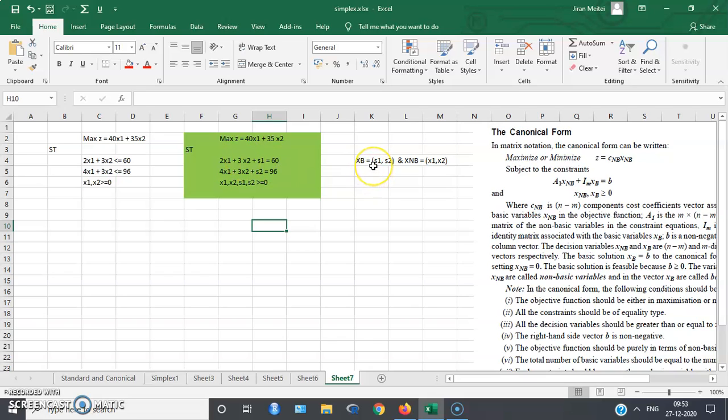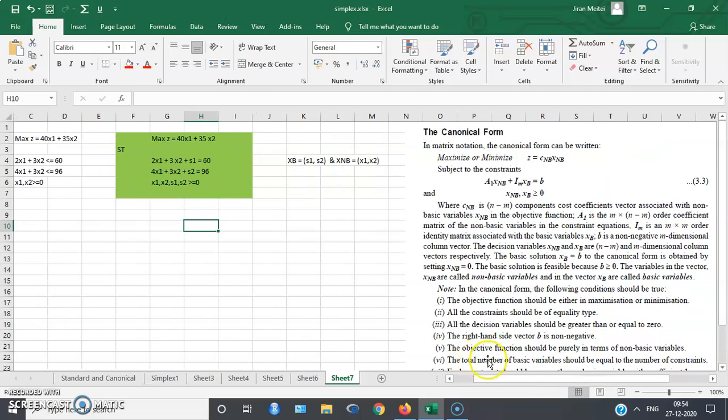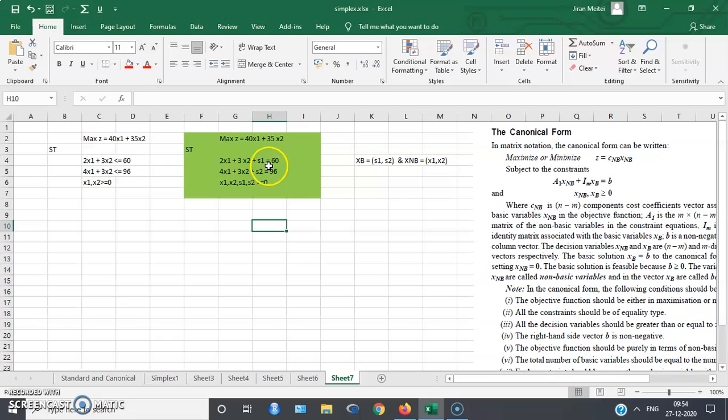So we have partitioned the variables into basic and non-basic. The basic variables that we selected are S1 and S2. Remember, the total number of basic variables should be equal to the total number of constraints. The total number of constraints that we have over here is 2.